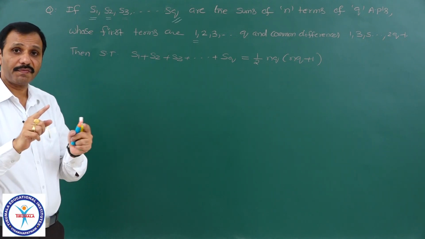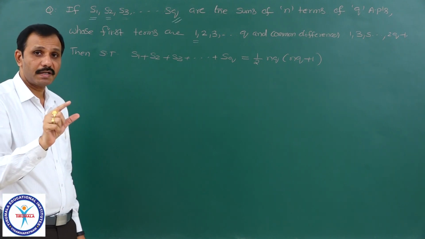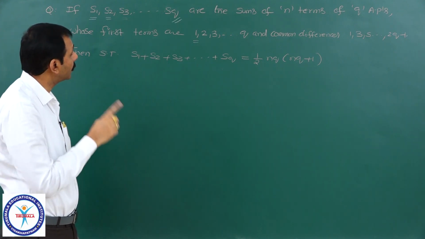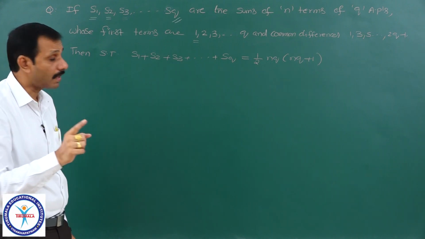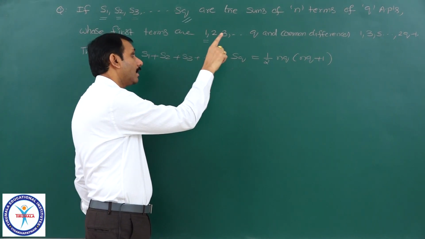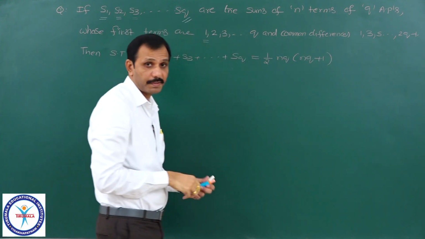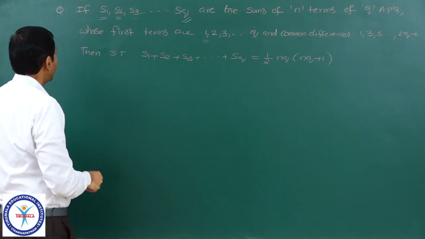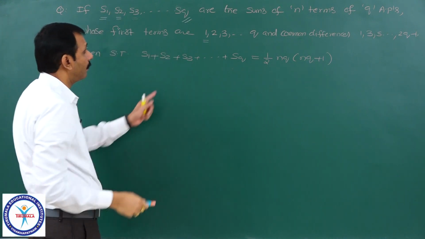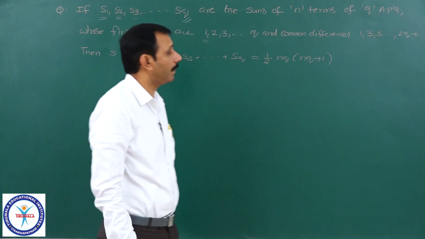In this problem they have defined it that way. S1 is the sum of first n terms of the first AP. S2 means the sum of n terms of the second AP, and so on. Sq also is not the sum of first q terms. Here they have given clearly, it is also the sum of first n terms of the last AP of those APs. And of course, data is given whose first terms are 1, 2, 3 and so on up to q, and common differences are 1, 3, 5 and so on up to 2q minus 1.